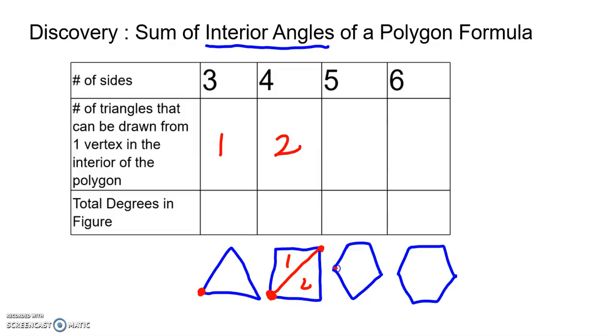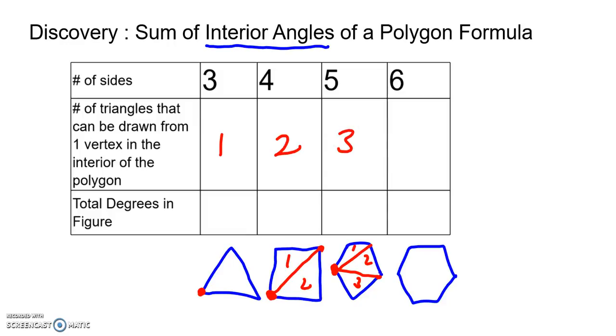In a 5-sided figure, if I put my pen here, how many diagonals am I able to draw from this particular dot? Well, here's a new diagonal, and here's a new one, but these two are already drawn. So how many triangles did I create? Well, I created 3 within the interior of my 5-sided figure.